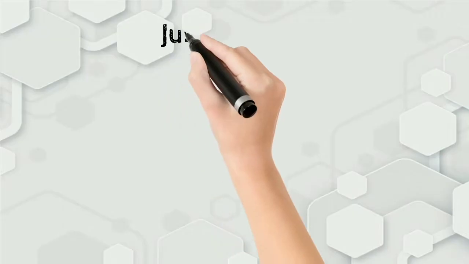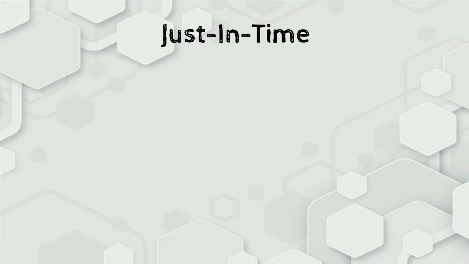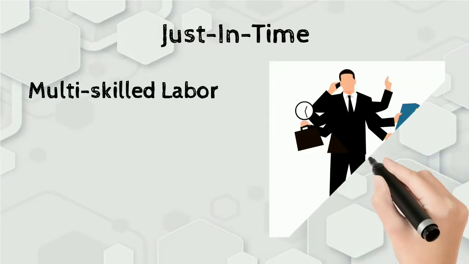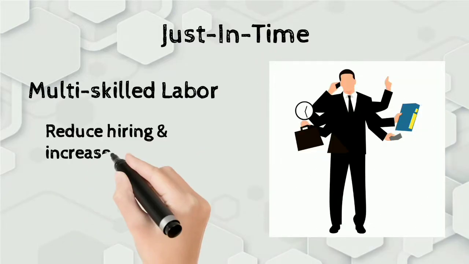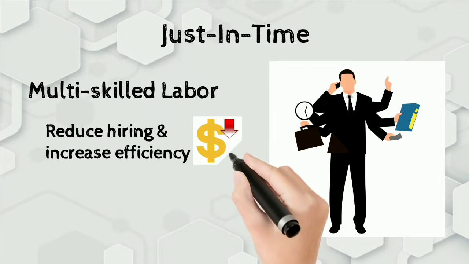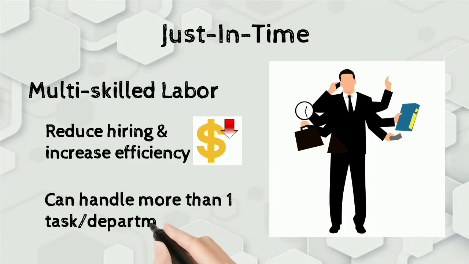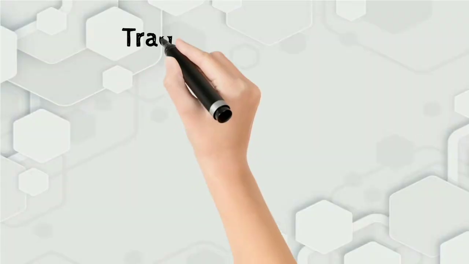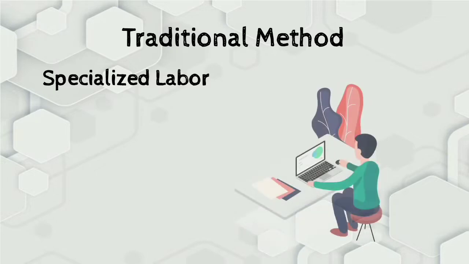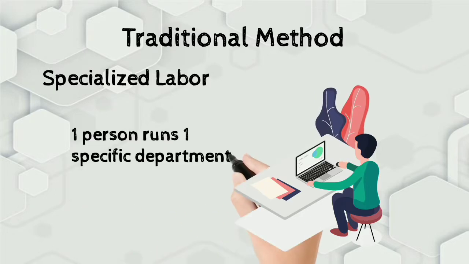And another difference between just-in-time and conventional is that just-in-time has multi-skilled labor. In order to reduce hiring and increase efficiency, a company with just-in-time needs to have multi-skilled labor that can handle not only one or two departments, while the conventional has specialized labor. So the traditional method sees that an operation must be run by specialized labor in each of their departments, so each person works for one type of job.